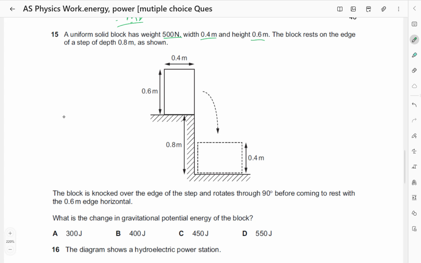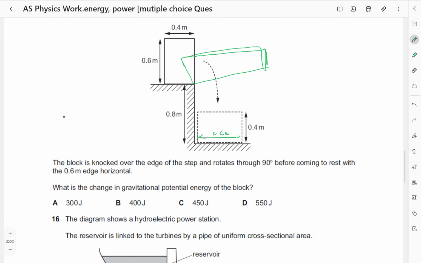So this horizontal distance here is 0.6 meters. It is not flipped, it is just pushed. It is knocked over so that it just falls like this. Assuming here it is now falling, it just falls and then it goes down. It is knocked over and it falls through 90 degrees.